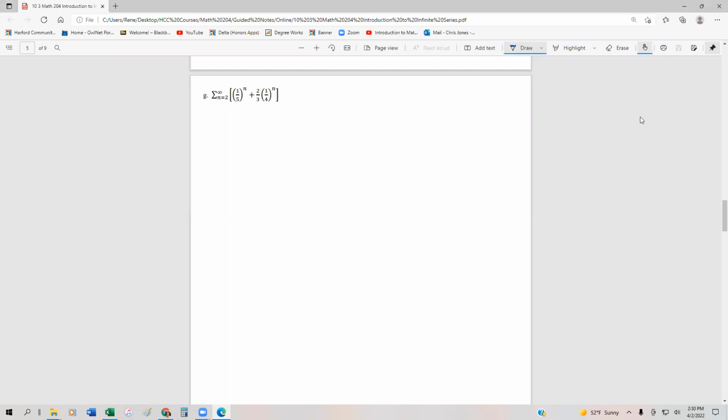So starting out, this is going to be series n equals 2 to infinity, 1/5 to the n, plus series n equals 2 to infinity, 2/3 times 1/4 to the n.